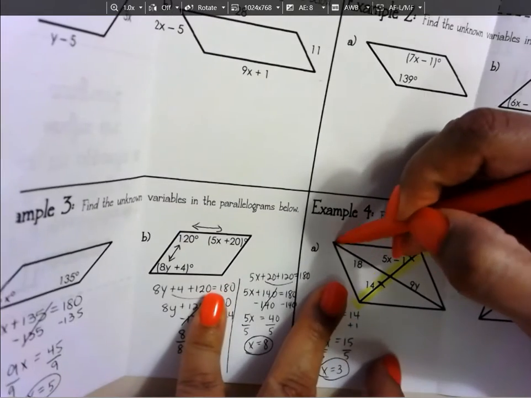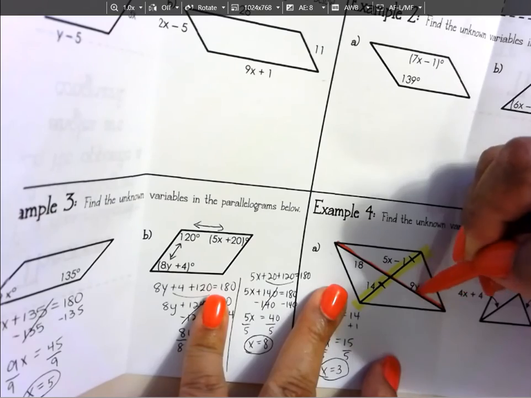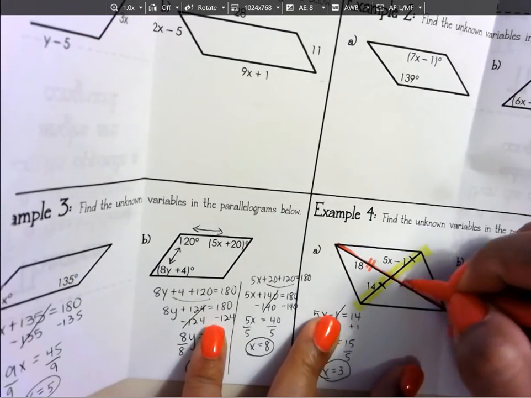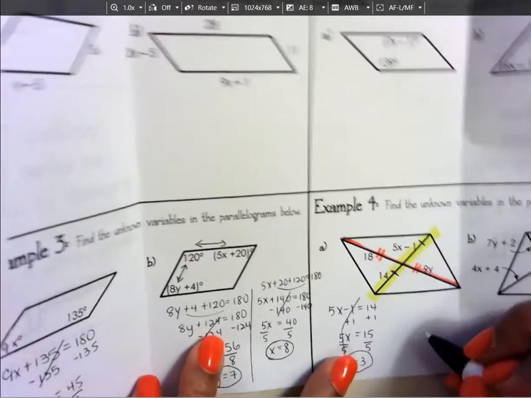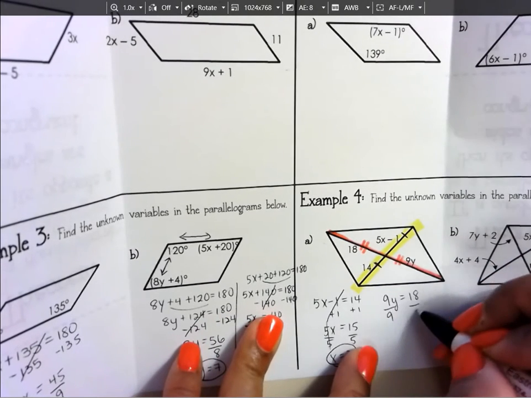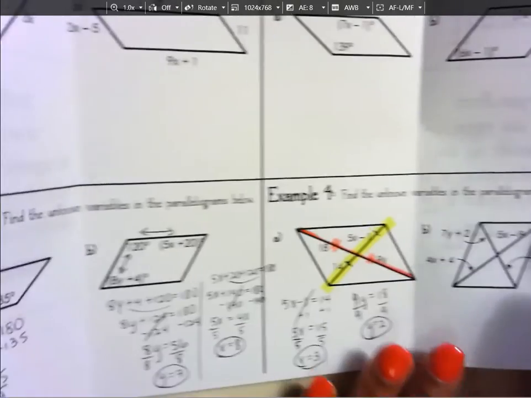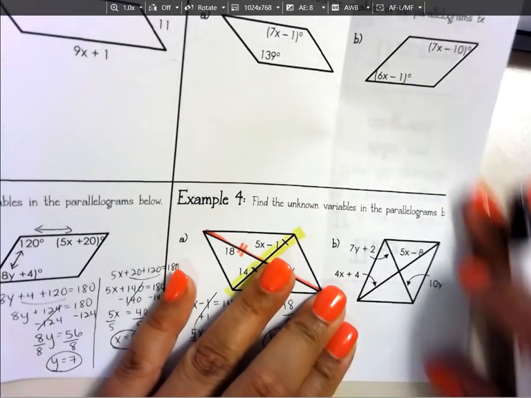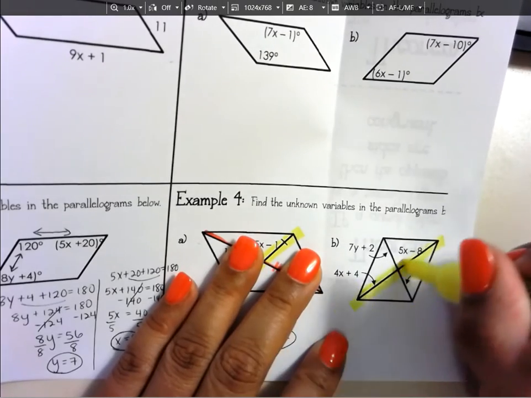This diagonal right here. My marker's drying out. Stay on the diagonal. This piece is congruent to that piece. Okay. So to solve this problem, you would say 9y equals 18. Dividing by 9, y equals 2. Okay. Let's do it again. The diagonals bisect each other. Okay. Stay on the diagonal. Do not jump ship.